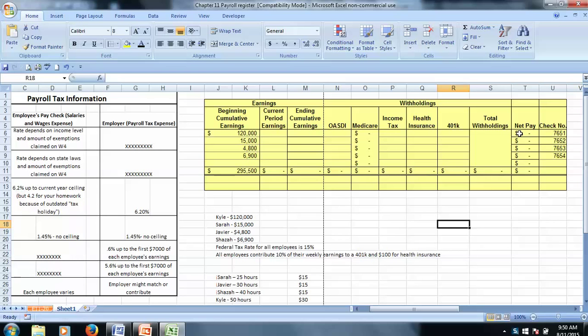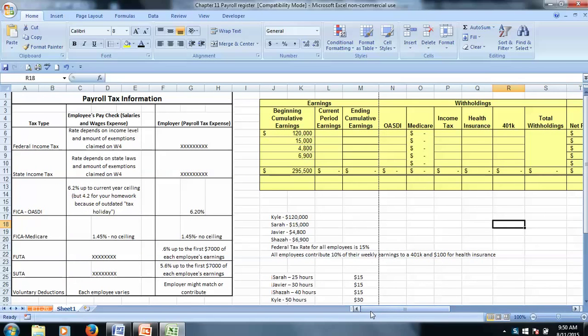So what I have done is I have entered in the beginning cumulative earnings for each employee as were outlined in the previous slide. We have Kyle, Sarah, Javier, and Shaza. And we also have how many hours they worked and their rate of pay. I've included down here so we remember the federal tax rate as well as any of the contributions for 401k and health insurance. And over here to the side we can see the payroll tax table so that we can properly apply the right percentages of tax rates or taxable amounts to each of the employee's current period earnings.